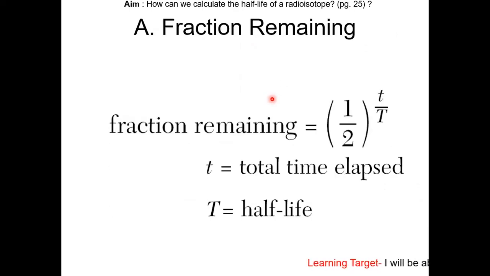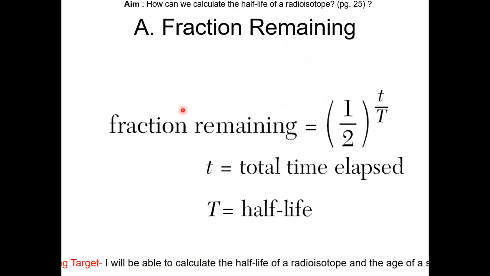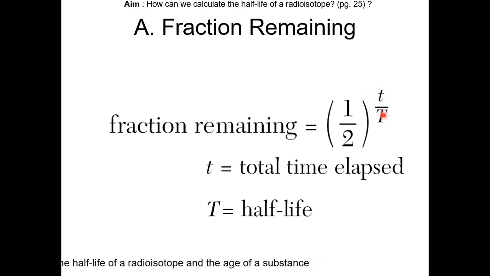So there are 4 scenarios that you must be able to do for the regions. The first scenario is fraction remaining. You can use this equation. Fraction remaining is equal to 1/2 to the power of total time over half-life. I'll also show you the sequence method and the chart method.